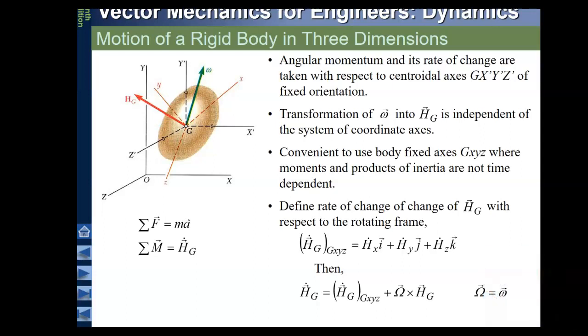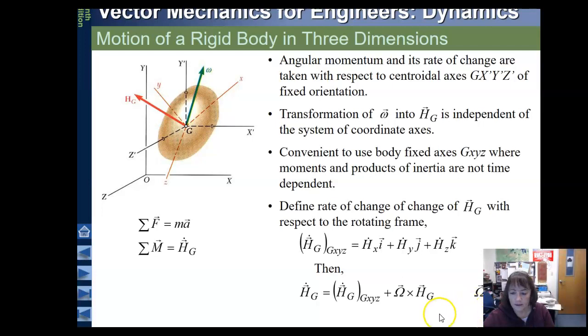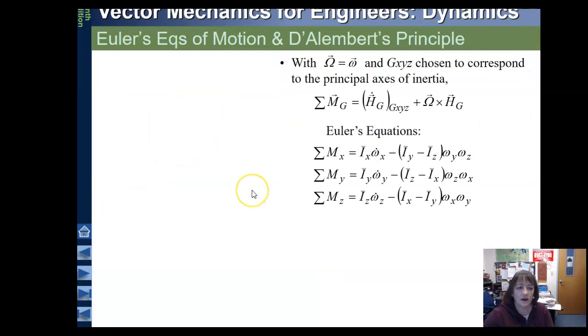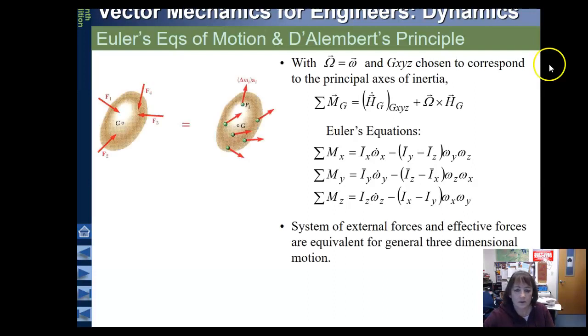Now I want to eliminate this so that you'll be able to see we're talking about big omega, which in this case is equal to omega, the angular momentum, or excuse me, the angular velocity. If we continue down to the next page, it was just arguing with me a little bit there. We have Euler's equations of motion and D'Alembert's principle, which just have to do with changing those axes. Let's get this one up so we can see it.